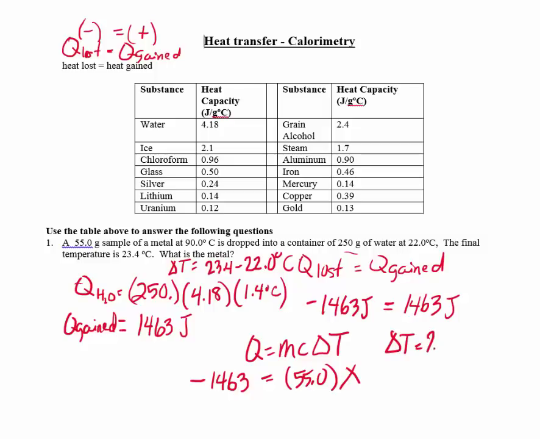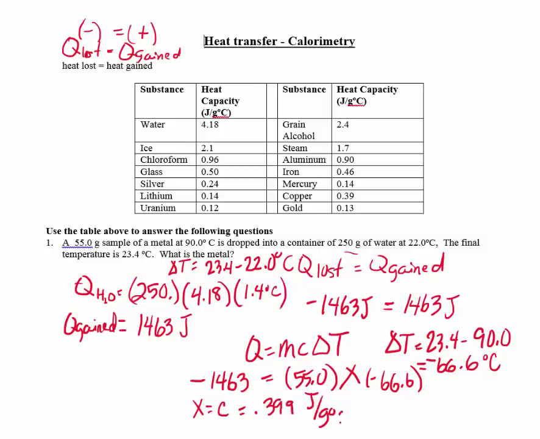Now look at the delta T for the metal. Final minus initial, so 23.4 minus the 90 degrees it started at. So the metal actually changed by 66.6 degrees, but it's negative because it was cooling down. And that's good that it's negative, because we have to cancel out the two negatives, because you cannot have a negative specific heat or a negative mass. So now you can just do the algebra, solve for x, and you get that x, which is your specific heat, is 0.399, and your label is joules per gram degree C.